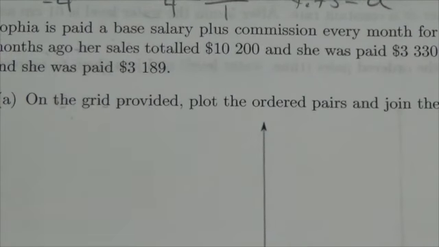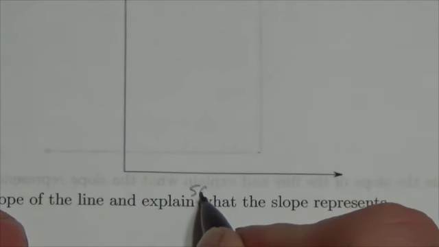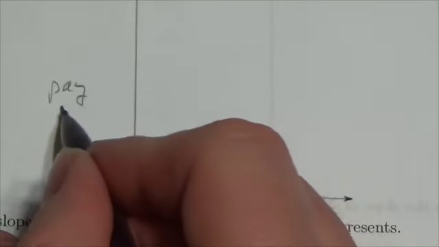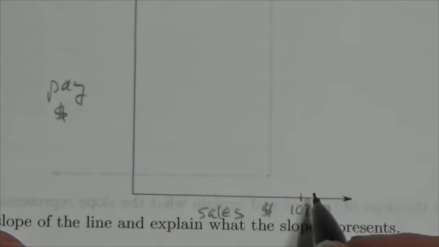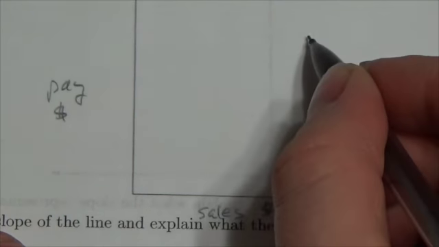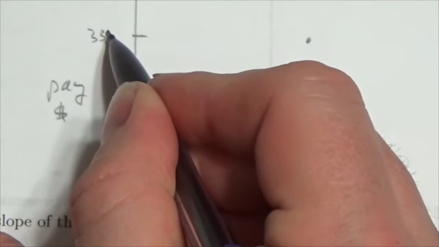It looks like down here is going to be her sales, and this will be her pay. In both cases we're talking about money here. Now, what have we got here? 10,200. She got 3,330. So let's maybe say that's right here. This is 10,200, and up here is going to be somewhere right here, and this is going to be 3,330.